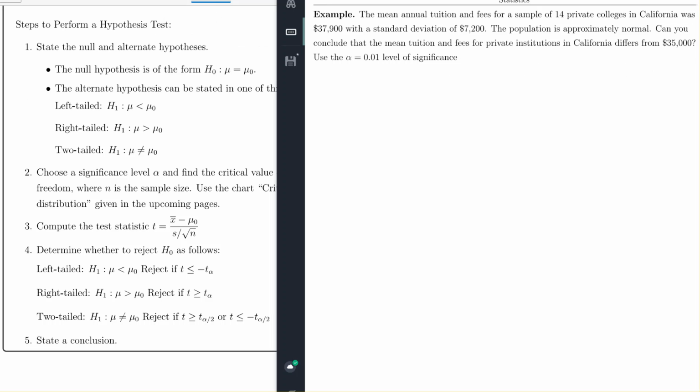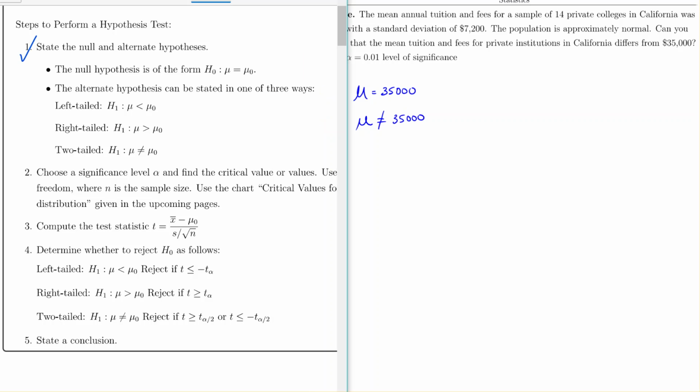Now side by side, we've got our steps here. So first step that we need to do is state the null and alternate hypotheses. So we want to figure out if the mean tuition and fees is different than 35,000. So let's let our null hypothesis be that it's the same as 35,000. And then our alternate hypothesis is that it's not that value, that it differs. With that, we've done step 1.